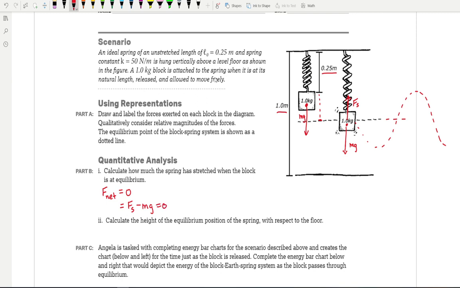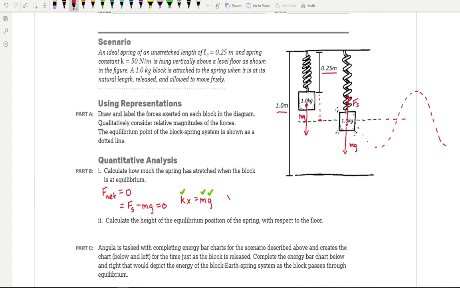Well, that means we can set both of them equal to each other and just move it over to the other side. So I'm going to add mg to both sides. So the force of my spring, which is by Hooke's law, kx, is going to be equal to mass times acceleration due to gravity. You get kx is equal to mg. We know what the mass of the object is, we know what acceleration due to gravity is, and we know the spring constant. We should solve this for x and see what we get.